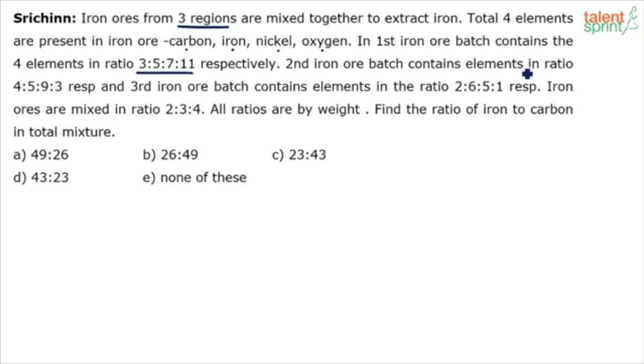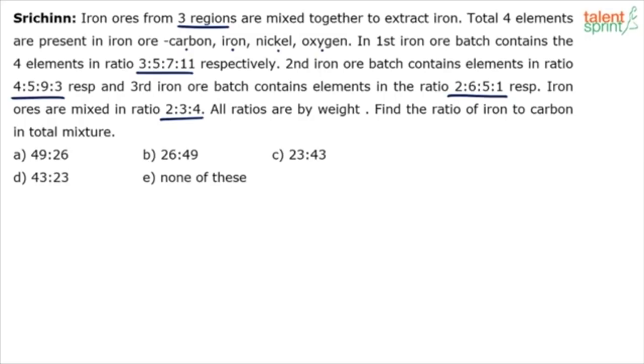The second iron batch contains the elements in the ratio of 4:5:9:3, and the third batch contains elements in the ratio of 2:6:5:1. The iron ores are mixed in the ratio of 2:3:4. All the ratios are by weight. Find the ratio of iron to carbon in the total mixture.